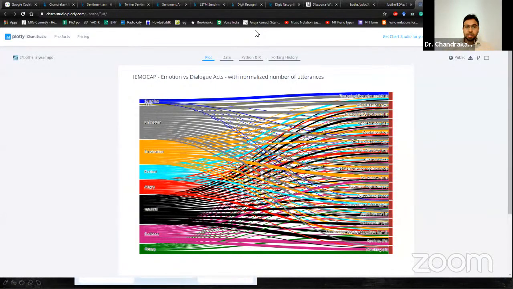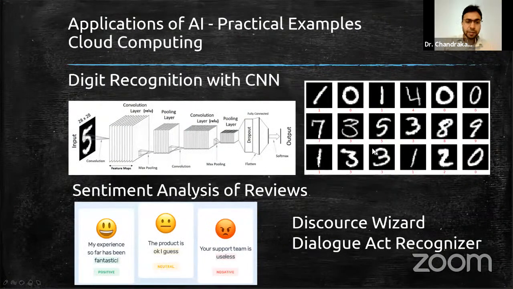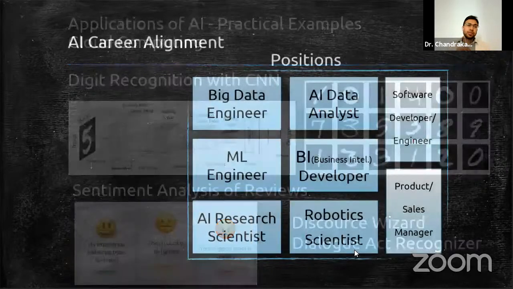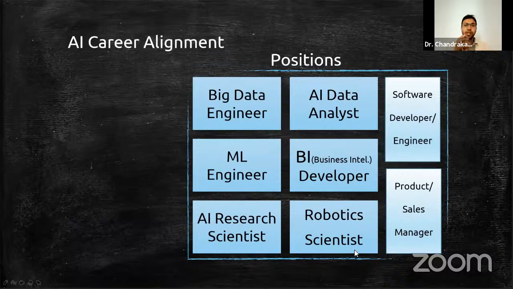So now I think I can go back to the slides. I'm sure now you can see this slide. We explored digit recognition with CNN, convolutional neural network. We explored a little bit of sentiment analysis of reviews. Then we saw the dialogue acts and actually the emotional dialogue acts. Now we will come to the point towards AI career alignment.